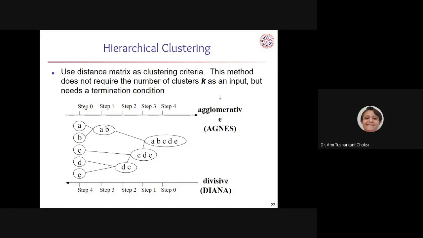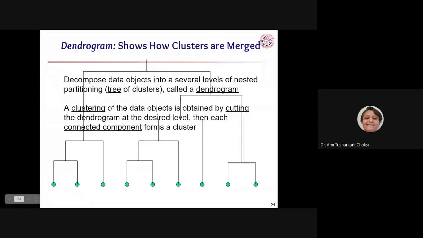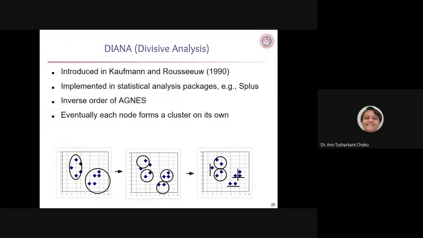Here we can say this is going from the step, you can see step 0, 1, 2, 3, 4. That is for AGNES, and for divisive or DIANA we can say it is having reverse steps. This is 0, this is 1, 2, 3 and 4, right? So both work in the reverse way, right? So for DIANA, what we say is it works in the reverse or inverse order of the AGNES. Eventually, each node forms a cluster on its own, right?